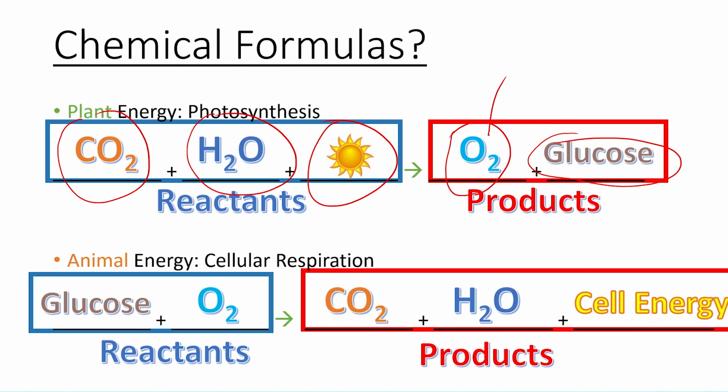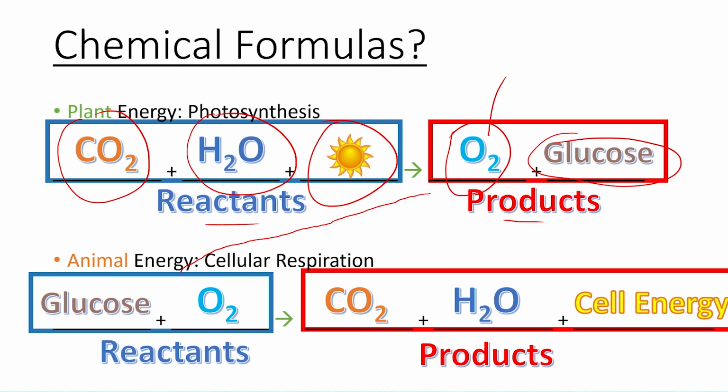Notice these two products. Remember, reactants are on the left. If something reacts, it's the first things you need. If you produce something, it's on the right. That's the products. Reactants, products. Notice the two products here are the two reactants on here. The animal doesn't have to do the first step.